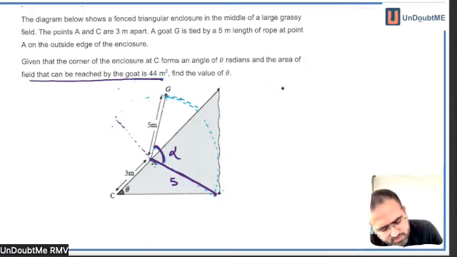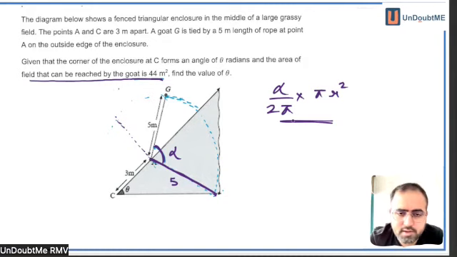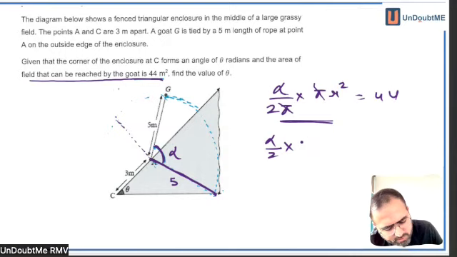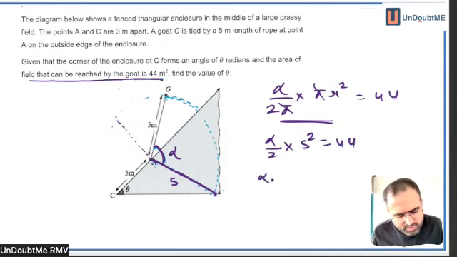Theta upon 360 times pi r square is the area of the sector. They have already given us the area that can be reached by the goat is 44, so that will be equal to 44. Now pi will be cancelled. Alpha by 2 times 5 square is 44. Just calculate the value of alpha.